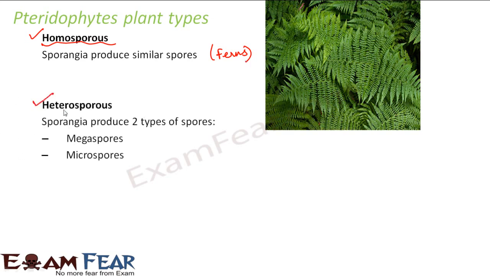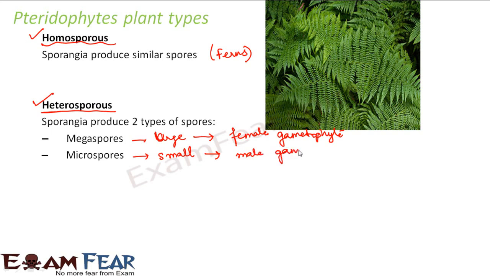So ferns are also homosporous because the spores produced by the sporophyte are all similar. Whereas the other type of plant is heterosporous. So here the spores which are produced are not similar. So some spores are smaller in size, whereas the other spores are larger in size. So megaspores are those which are larger in size, and microspores are those which are smaller in size. Now these large spores, that is the megaspores, germinate to form the female gametophyte, whereas the small microspores germinate to form the male gametophyte.